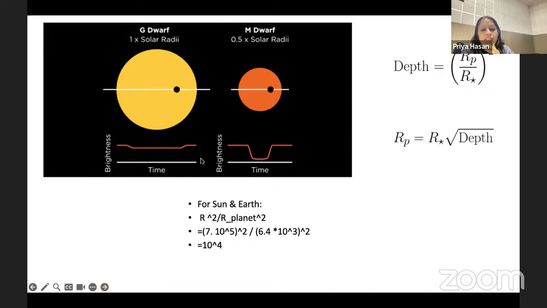Something very simple: in your light curve, you can use the depth of the light curve. The depth is basically a ratio of the squares of the areas of the planet and the star. So if you know the radius of the star, you can find out the radius of the planet just by measuring the depth of the light curve.